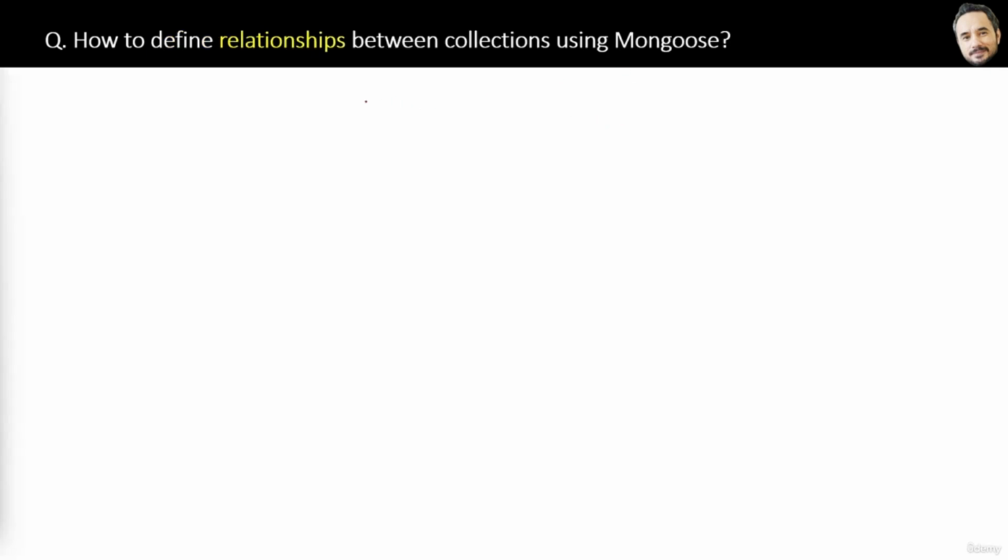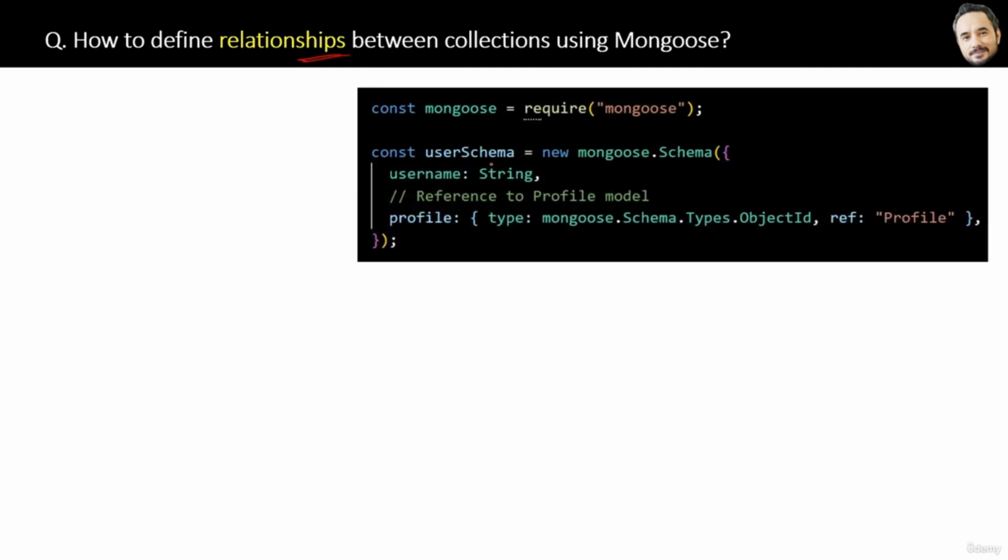How to define relationships between collections using Mongoose? See, apart from validation, making relationships between collections is another advantage of Mongoose. If you have some idea about SQL foreign key relationships, then it is very simple and almost the same for you. So let's quickly see the code. Suppose you have a user schema and this user can have a profile inside it, right?